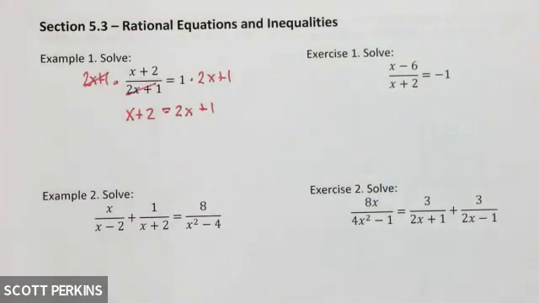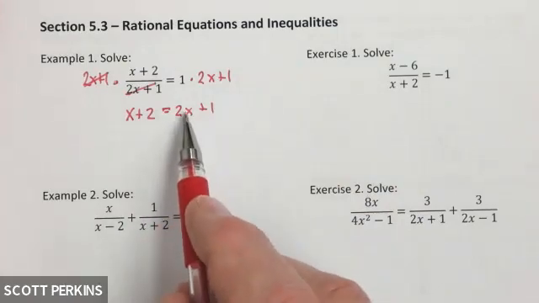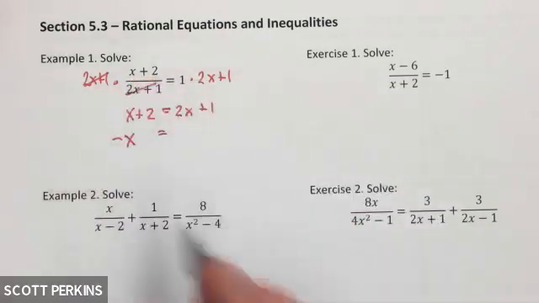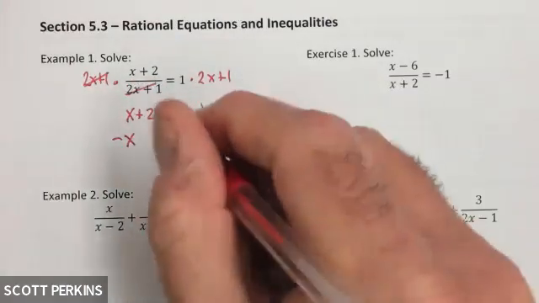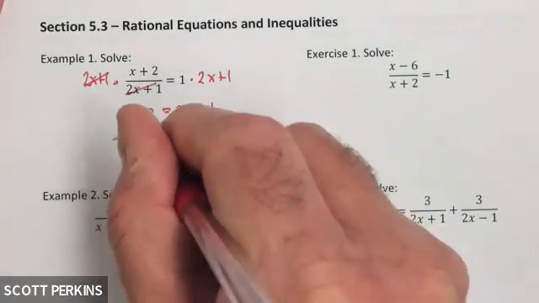And now I solve. You're either going to get a linear equation like this or a quadratic equation, something you know how to solve. So I'm going to put my x's on the left, numbers on the right. When I subtract 2x from both sides, I get negative x over here. When I subtract the 2 from both sides, I get negative 1 on the other side. Everybody following along? And then I'm going to divide both sides by negative 1, and I get x equals 1.